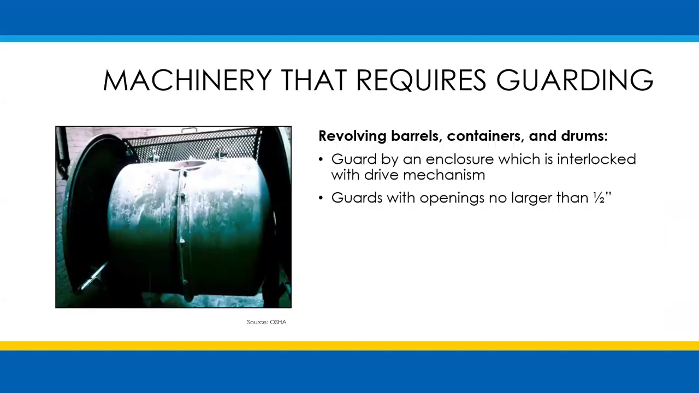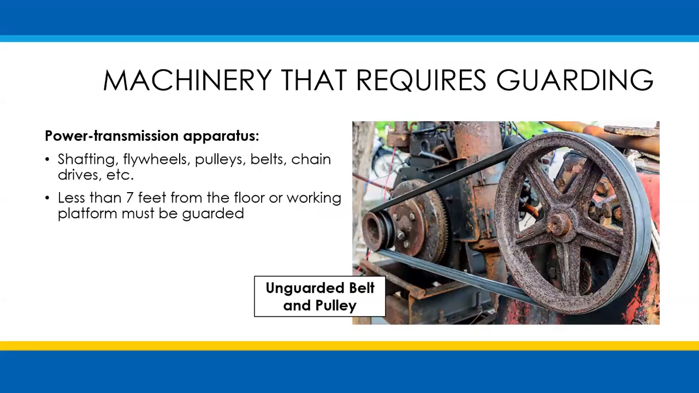Revolving barrels, containers, and drums must be guarded by an enclosure interlocked with the drive mechanism, so the barrel, drum, or container cannot revolve unless the guard is in place. The guard openings can be no larger than half an inch. Power transmission apparatuses such as shafting, flywheels, pulleys, belts, or chain drives that are less than 7 feet from the floor or working surface must be guarded.